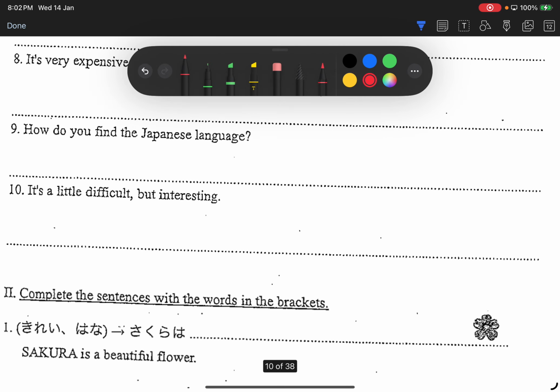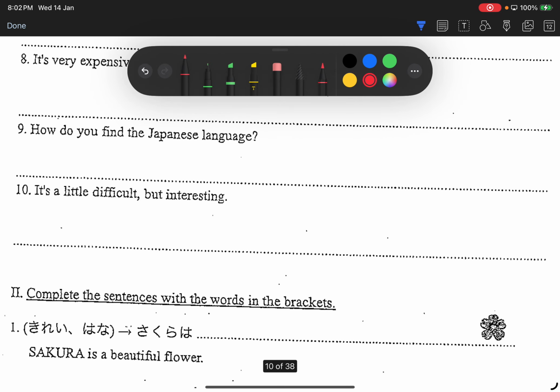Number 9, how do you find the Japanese language? Yes, Jinkun. 日本語はどうですか？Very good. So we are introducing the subject, 日本語. So 日本語はどうですか？About Japanese, how is it? Right, about the Japanese language, how is it?